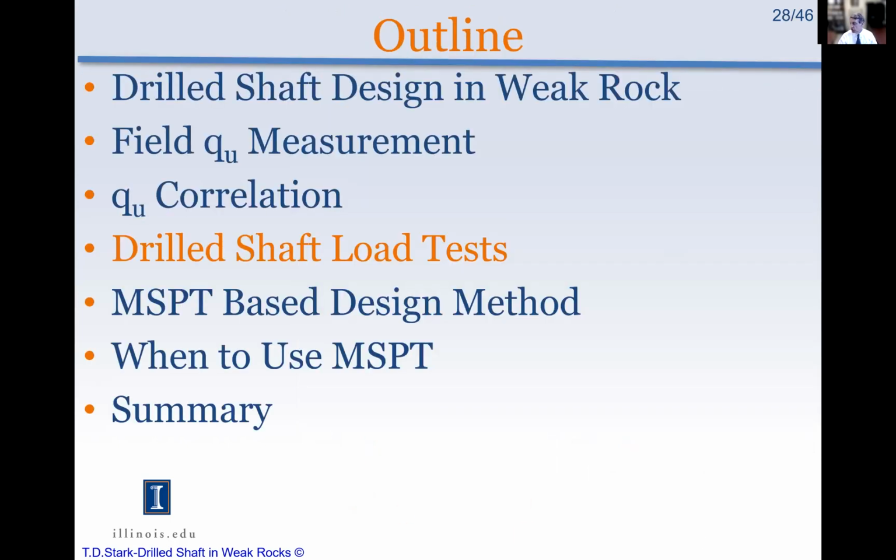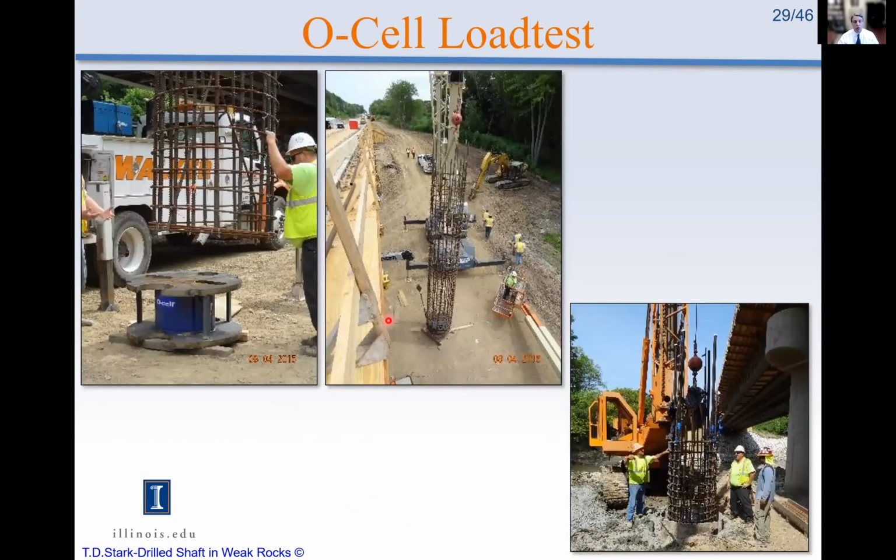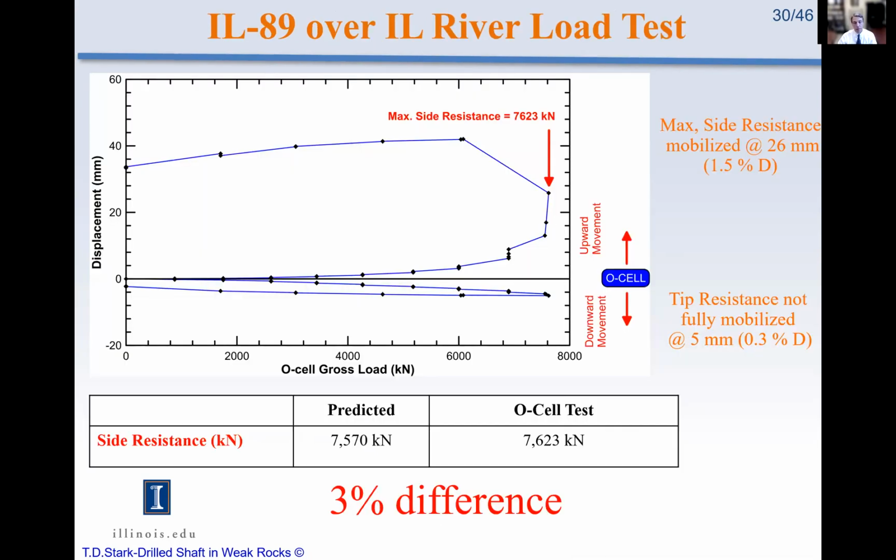Okay, so drilled shaft load test, that was the final step to see if the correlation could predict the load test. So here's one of the load tests we ran. It used an Osterberg cell on the bottom, as you see here. As I remember, this is about 45 feet deep. And we had a prediction, so we had to come up with side resistance prediction before.